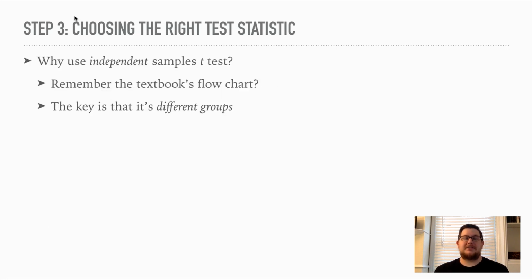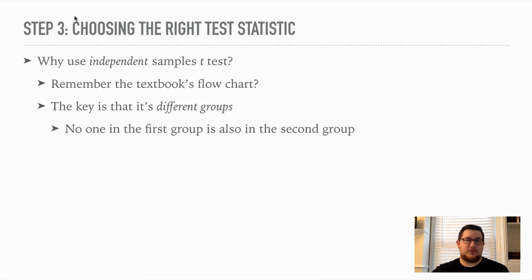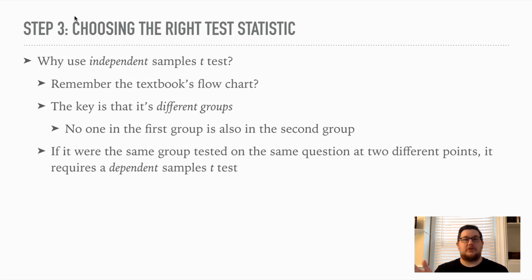All right, so the key is that it is different groups. No one in the first group, those with college degrees, is also in the second group, those without. They're mutually exclusive groups, okay? If it were the same group, tested on the same question at two different points in time, we would use a dependent samples t-test. And in fact, that's what we're going to do in our next example after this video.